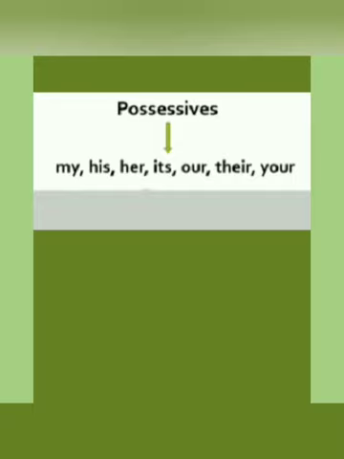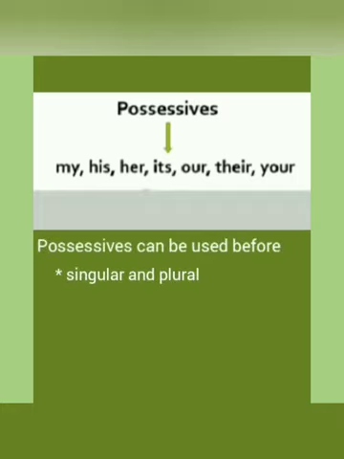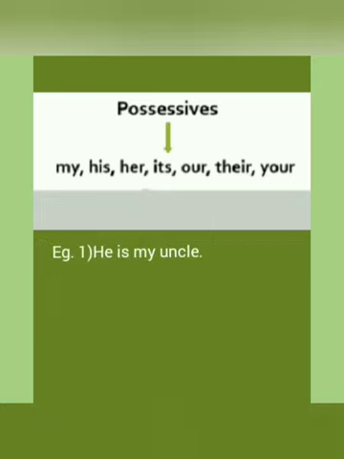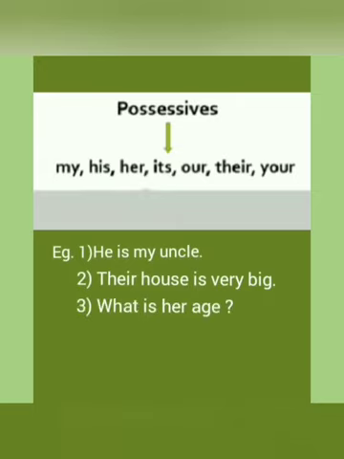Possessive determiners are used to show possession. My, our, your, his, her, its, they are all possessive determiners. Possessives can be used before singular and plural, before the countable and uncountable nouns. For example, he is my uncle. Their house is very big. What is her age?